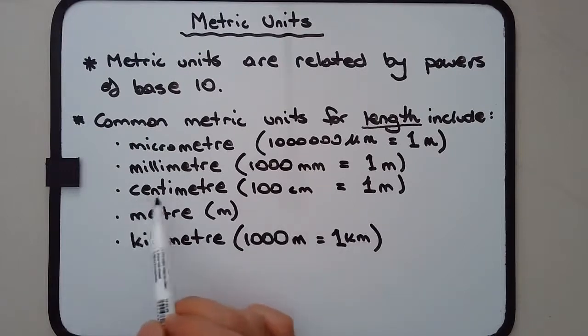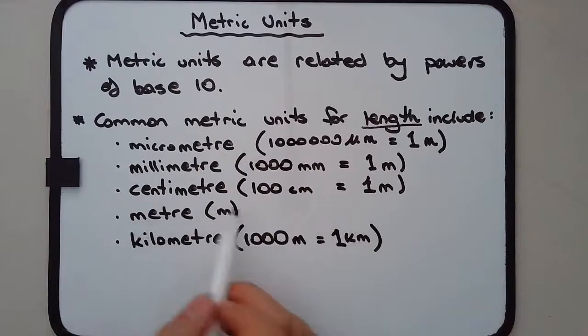Centimeter, 100 centimeters. Cent comes from the Roman numeral for 100 is C. So centi means 100 per cent. So there's another 100 there. 100 centimeters to 1 meter. Then we have the meter, which is our standard unit of measure. Then we have kilometers. Okay, so 1,000 meters gives you 1 kilometer.